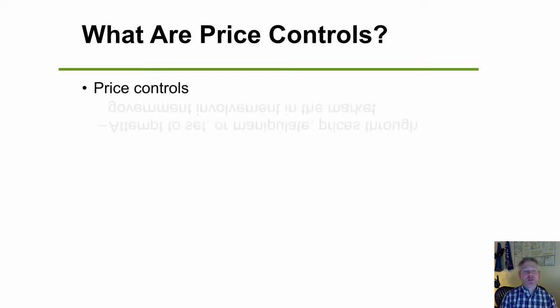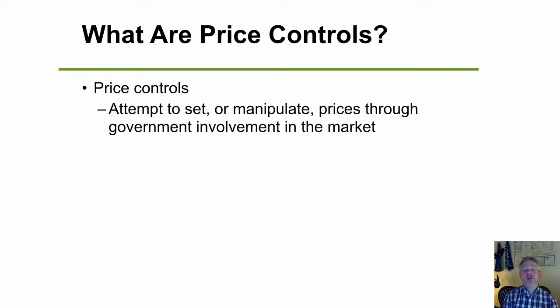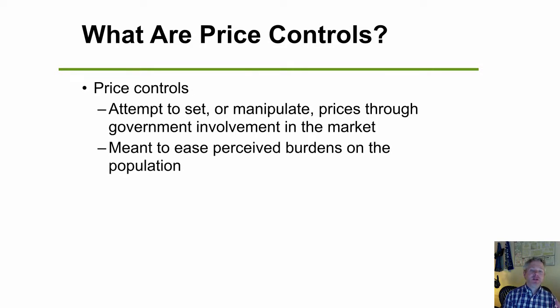What are price controls? Price controls are an attempt to set or manipulate prices through government involvement in the market. So it's meant to usually ease perceived burdens on the population. So rent control is an example of a price control. So the idea is that rent is getting too expensive for people to afford, so you just say the price cannot go above a certain price, or it can't grow faster than a certain rate, or something like that.